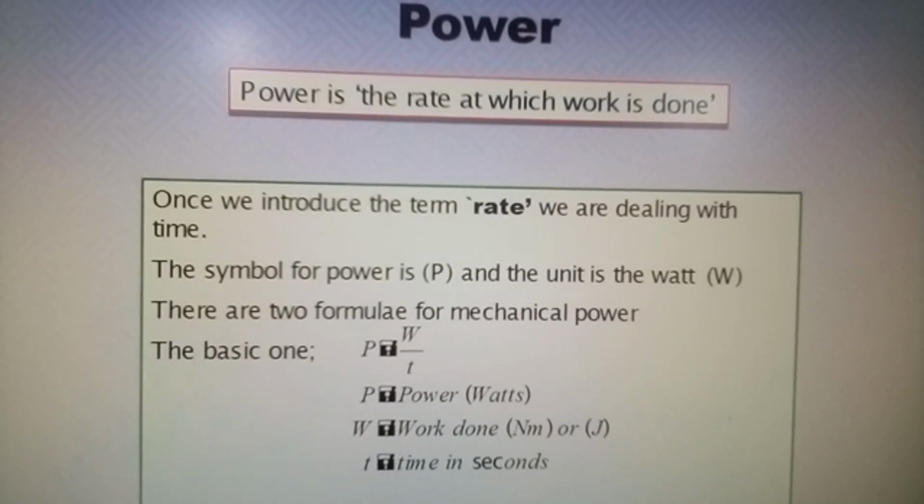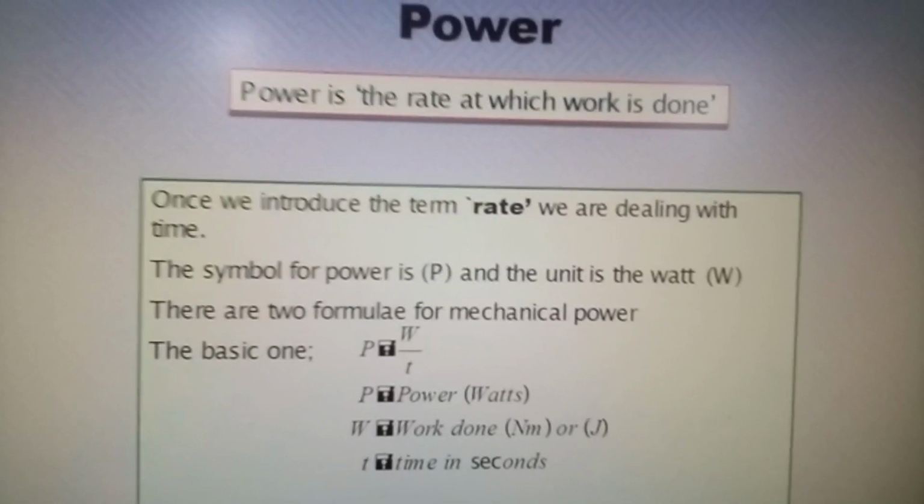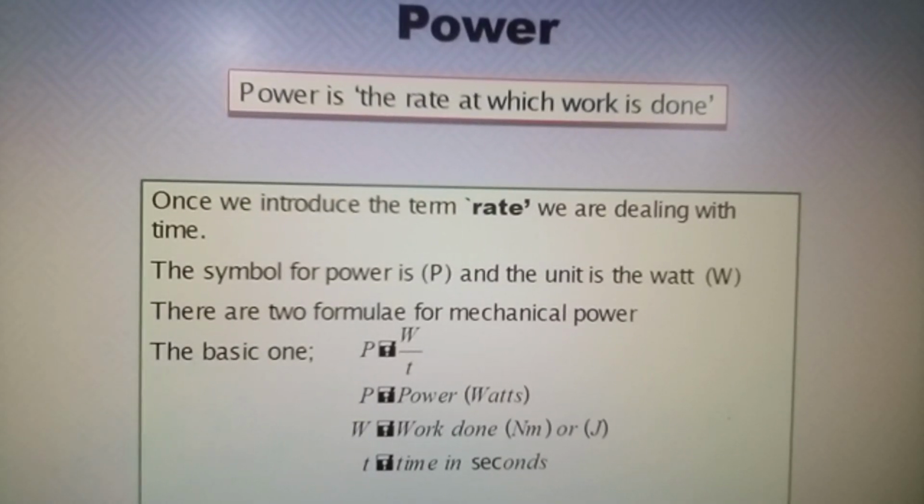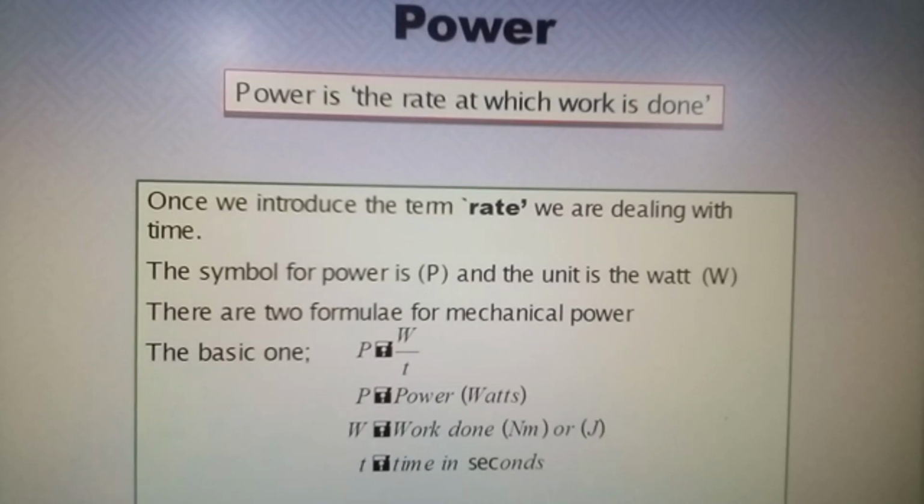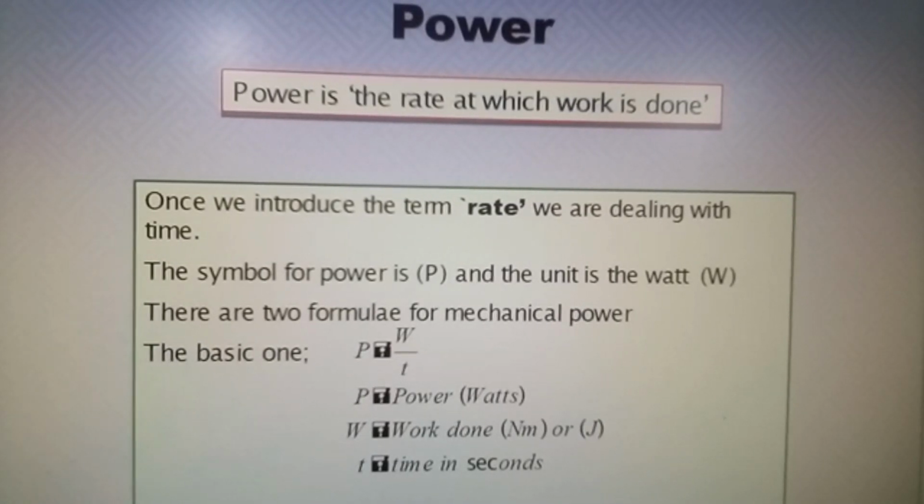There are two formulas for mechanical power. The basic one is P equals W over T. P equals power in watts. W equals work done in newton meters or joules. T is time in seconds.